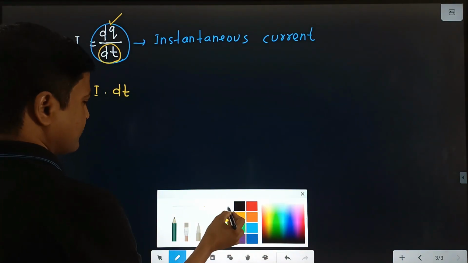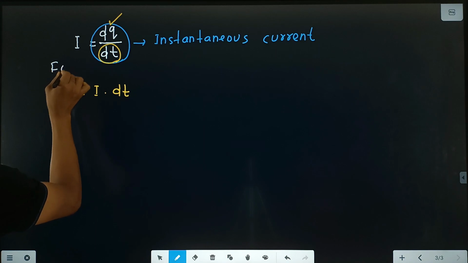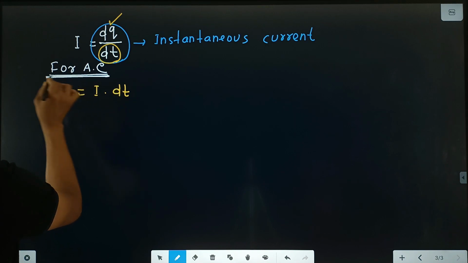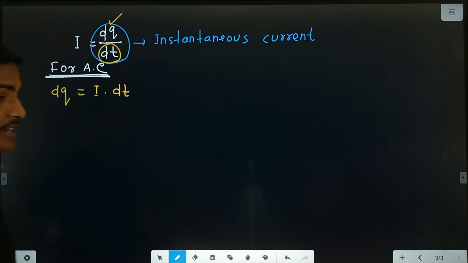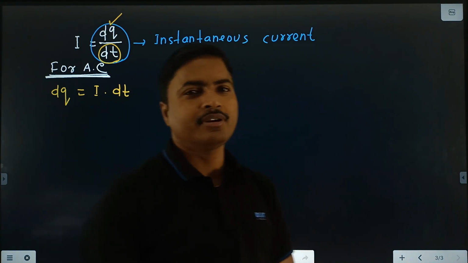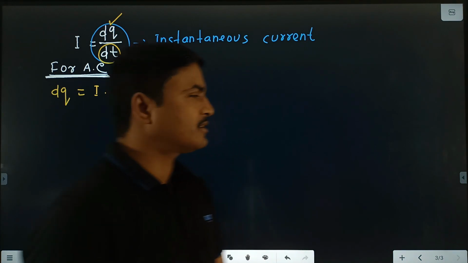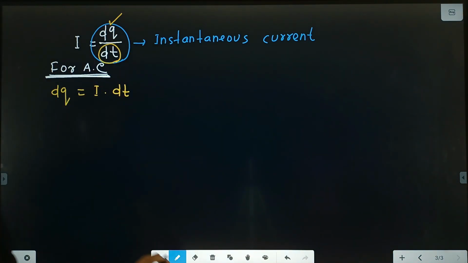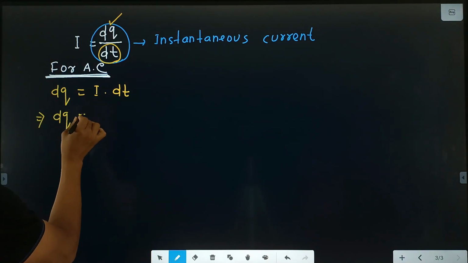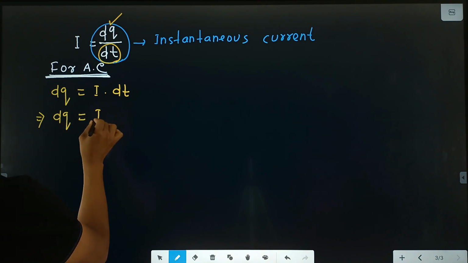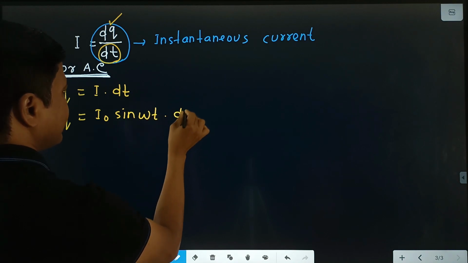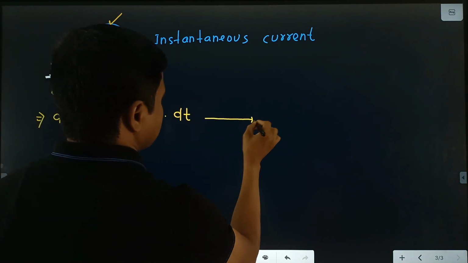Suppose alternating current is there. This is for alternating current. If alternating current is flowing through the circuit for a very small time, that is for dt time, then the total charge flowing through the circuit, that is dq, is equal to I into dt. Or we write, that implies dq is equal to, in place of I, I0 sin omega t multiplied by dt. Clear?